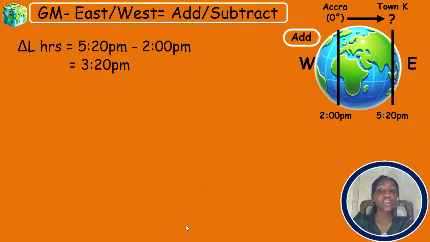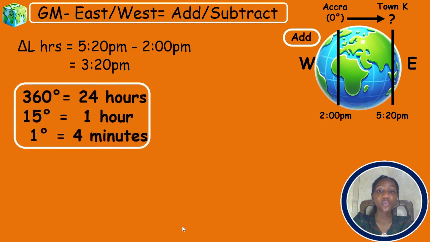We have our change in longitude as 3:20, which you need to convert to degrees so that we can get our final answer. At this stage, you might be a little confused on how to convert this back to degrees, but if you break it down into 3 hours and 20 minutes, it will be easier. So we convert them separately and then add them together. Bringing back our 3 key formulas.